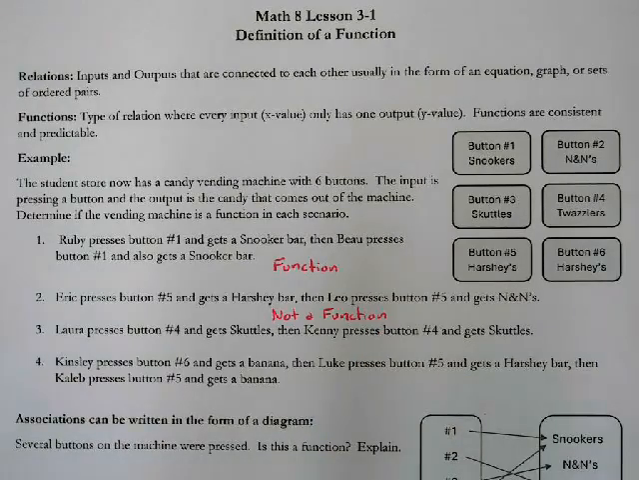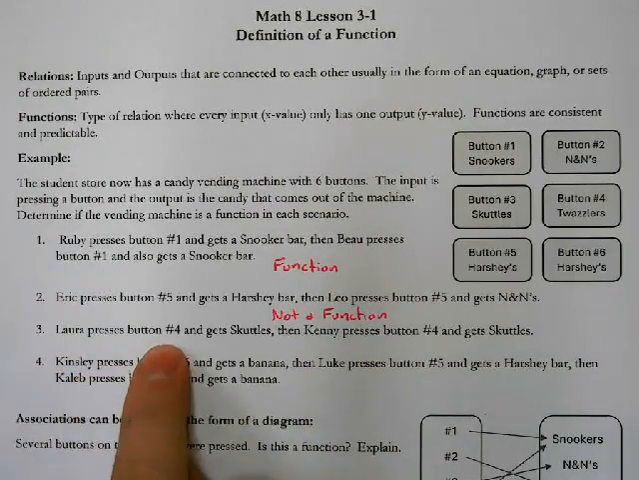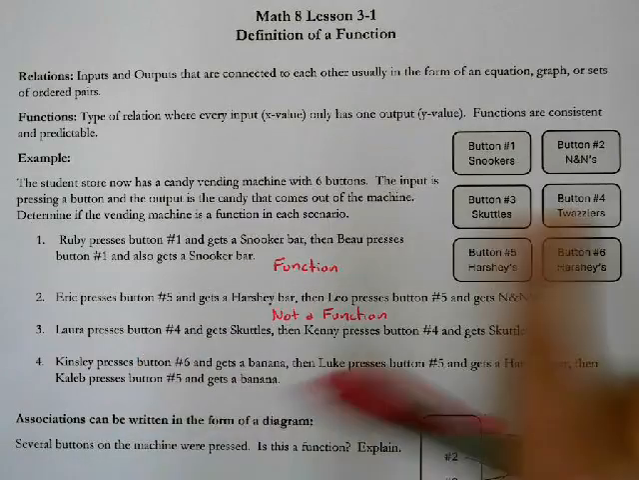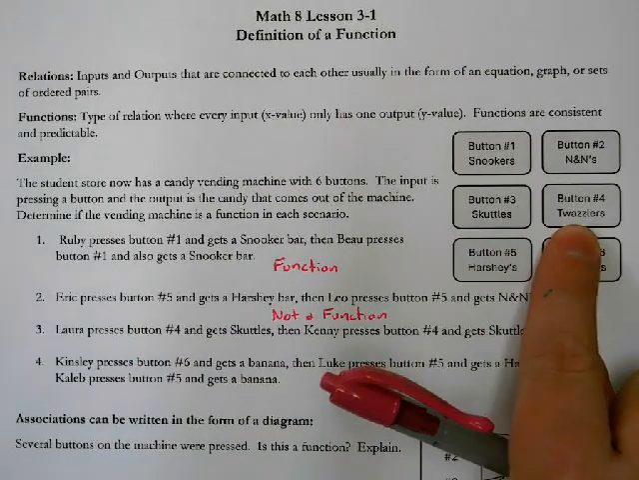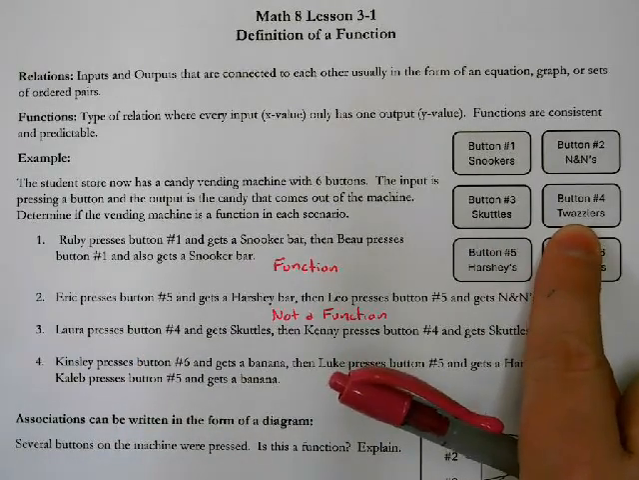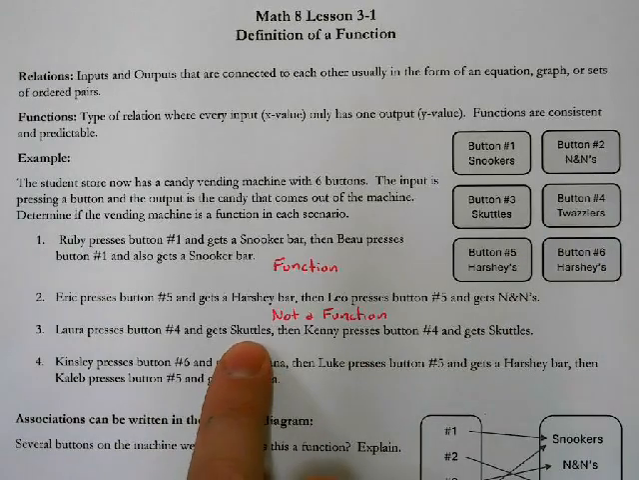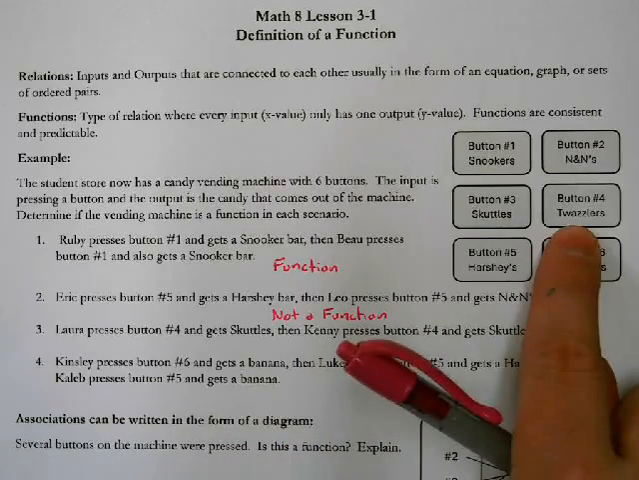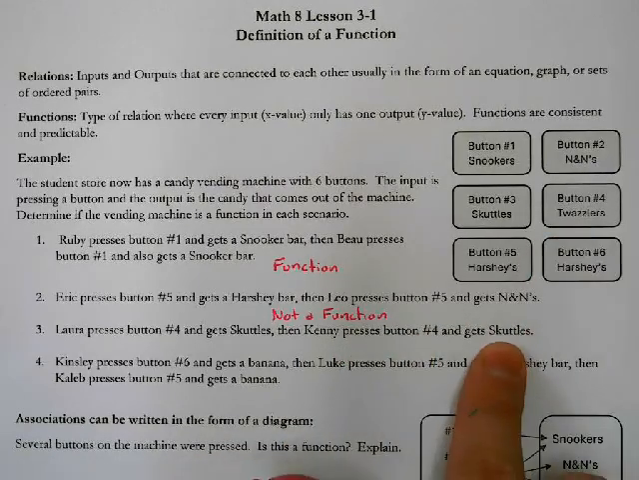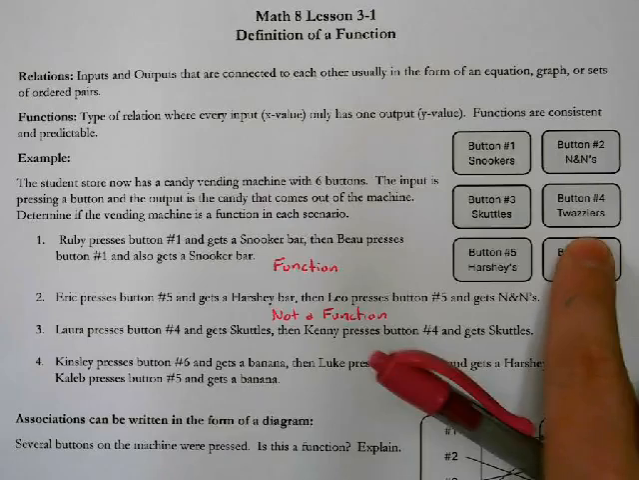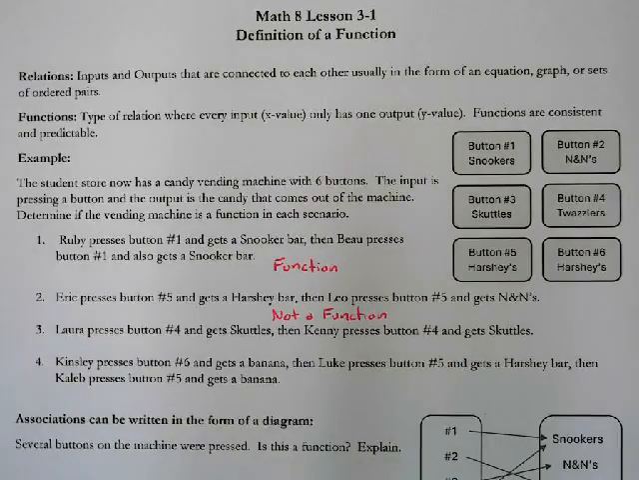All right, next one. Third situation. Laura presses button number 4. There's her button. Looks like she wants some Twizzlers. And she gets Skittles instead. Now Kenny comes along and he presses that same button and he gets Skittles. Now they both probably want Twizzlers, but they didn't get it. They got Skittles. Now just because they got the wrong thing doesn't mean that it's not consistent and predictable.